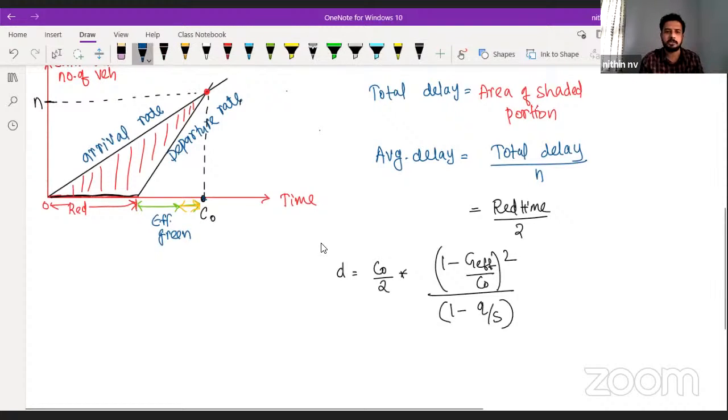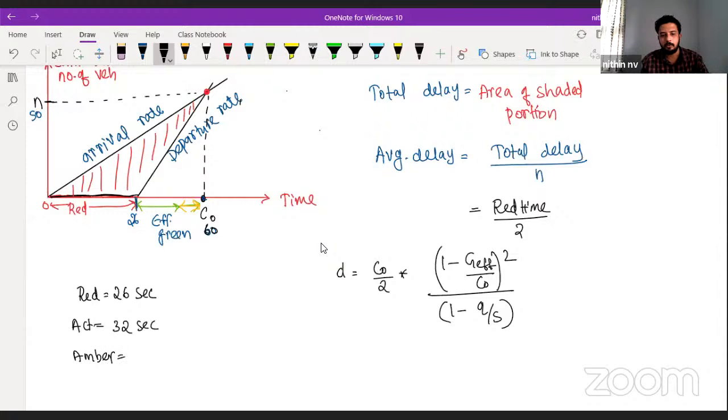For example, if you want a question, okay, simply example, you just take a question, like just take this is 50. Take this red signal as 26 seconds. Takes optimum cycle time 60 seconds. Can you just calculate and tell me the answer? Red time is equal to 26 seconds. Okay, I'm telling like this, actual green time, maybe let it be 32 seconds. Amber is equal to 2 seconds, let it be, which means effective green is 34. So 34 plus 26, 60 seconds.